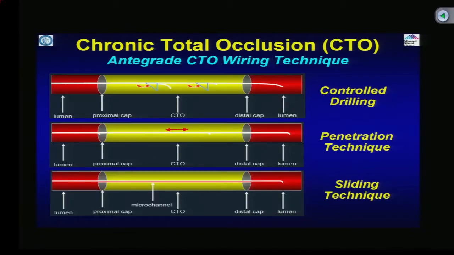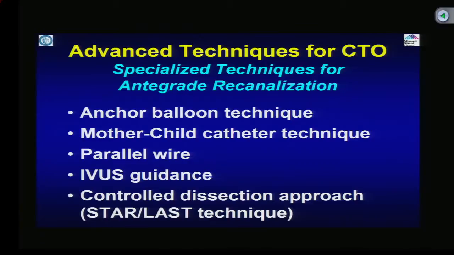Now we are going to talk more about the antegrade approach, which kind of wire should be used, and the technique, whether drilling, penetration or sliding. I think the most commonly used is the drill back and forth, and of course changing the wire shape based on the advancement of the wire, and you get to the more stiff wire. Then there are specialized techniques for antegrade recanalization: the anchor balloon, many times the guide does not have enough support; the mother and child catheter technique; parallel wire; IVUS guidance; and the controlled dissection approach, which is the STAR and LAST. That is basically antegrade dissection.